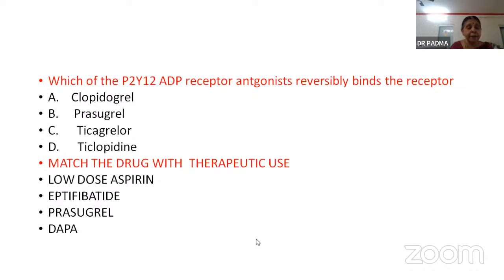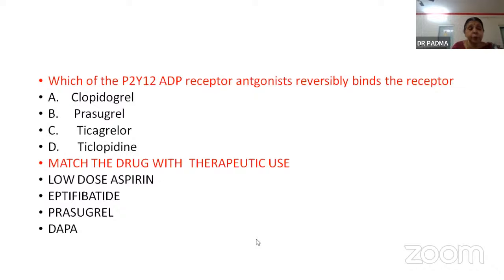Prasugrel post-MI for 1 year. DAPT, dual antiplatelet therapy, that is clopidogrel with aspirin. Most often we were using 1 year after post-MI. Now it has been replaced with prasugrel. So this is the way you have to answer, and you have to be good at this, because you have to know where to put and why to put these drugs and how to put these drugs. You have to be very clear, so as to say you have to know more about the adverse effects.